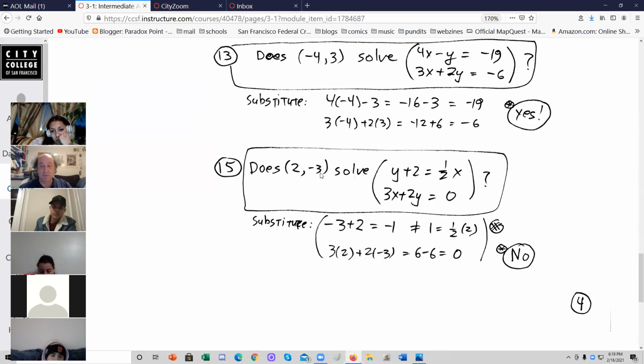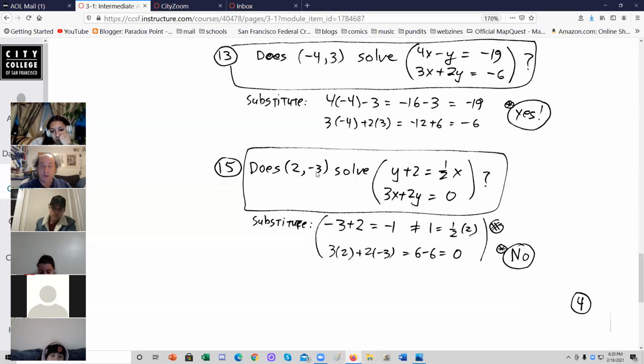Here we have 2, negative 3. Does it solve x plus 2y equals a half x, 3x plus 2y equals 0? Okay, again, we substitute. We plug in a negative 3 for y, plug in a 2 for x, and the left side is negative 1. The right side is positive 1. So no, it does not fit this equation.